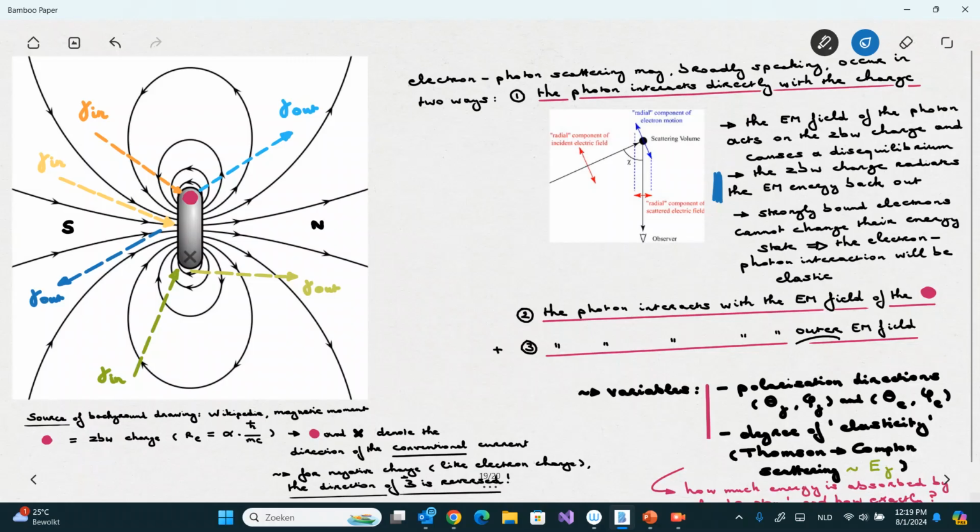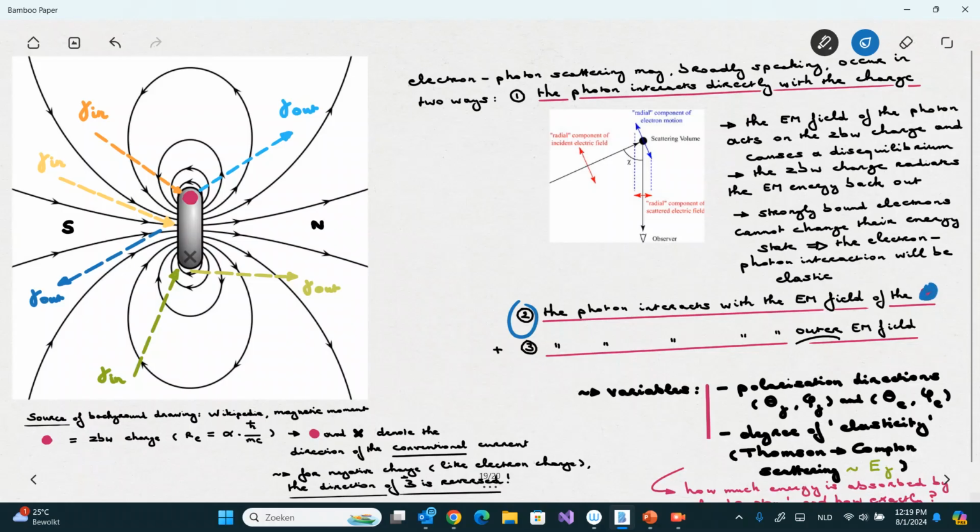Maybe there is some loss of energy in the structure. So I said indeed, because strongly bound electrons cannot change their energy state. They will have to return, and then I think the electron-photon interaction will be elastic. So I think this direct interaction is probably Compton scattering, but I said I wouldn't make that directly.